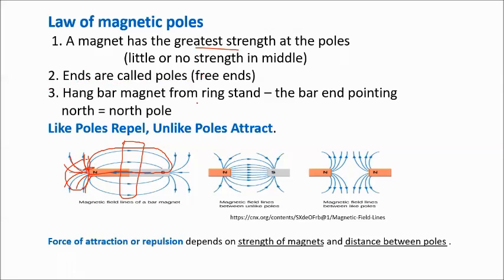And when we hang a bar magnet from an iron stand, the bar end pointing north is the North Pole. And most importantly, like poles repel and unlike poles attract. So like poles repel, this is force of repulsion and force of attraction. Force of attraction or repulsion depends on the strength of magnet and distance between the poles.